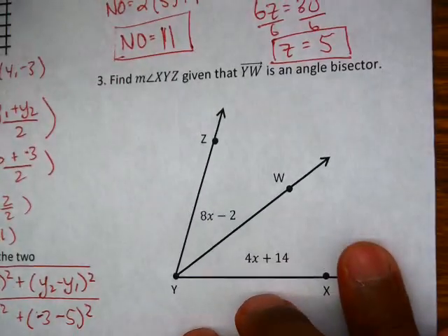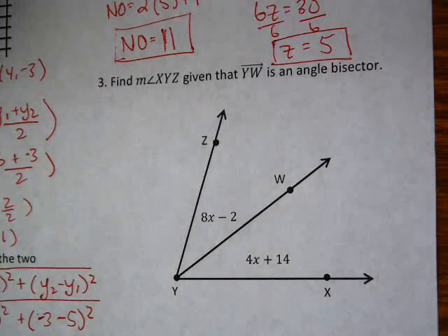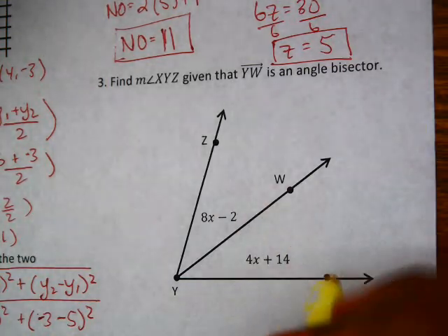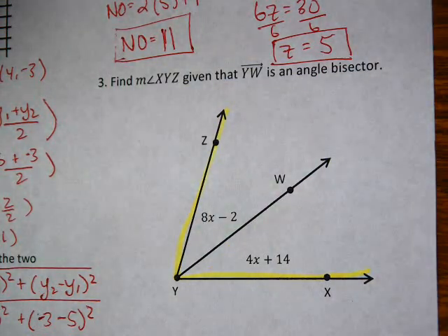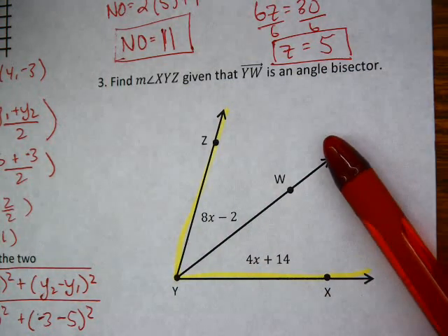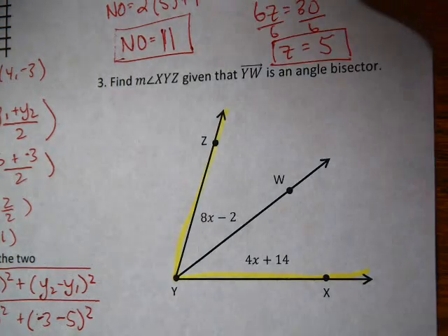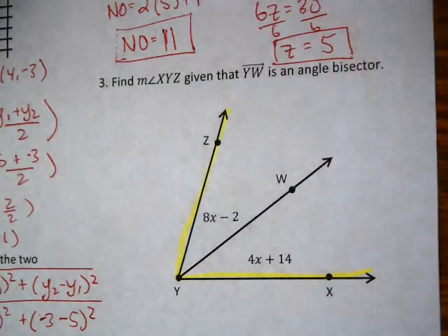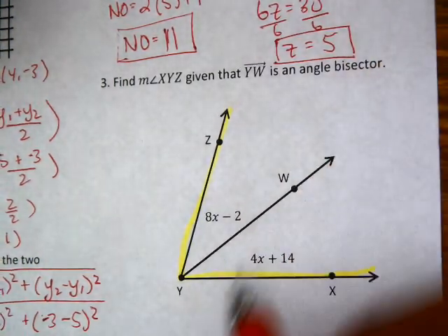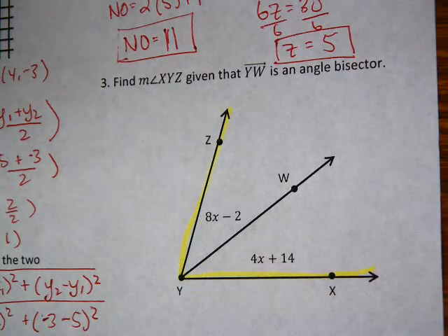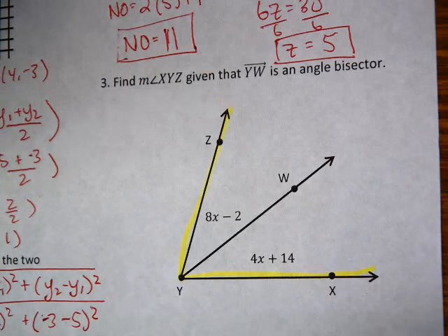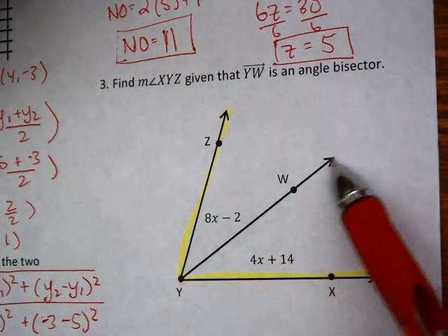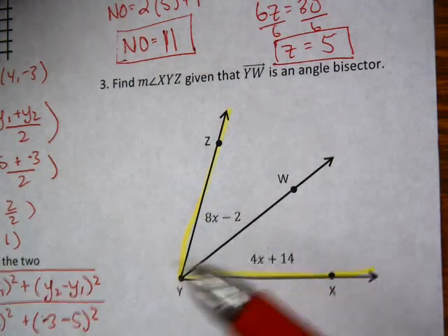In number 3, I'm supposed to find the measure of angle XYZ. So that angle is this one right here. You need to find the total measure of that angle, given that YW is an angle bisector. So a bisector means you cut something in half. An angle bisector means something that cuts an angle in half into 2 equal parts. So this goes right down the middle, creating 2 equal portions.